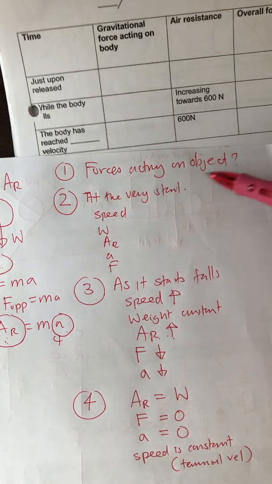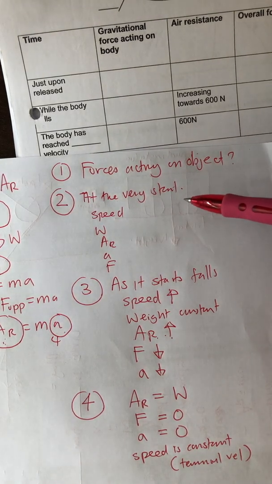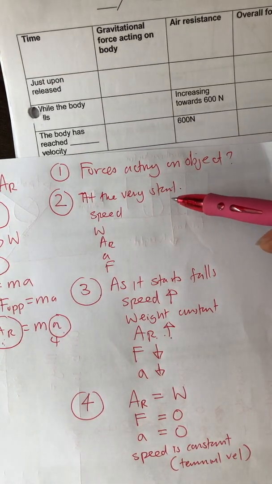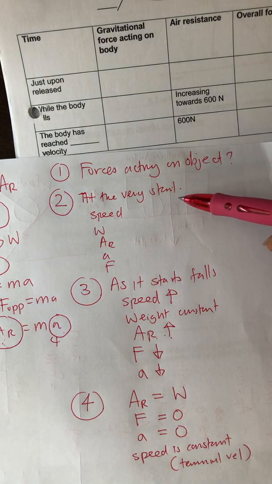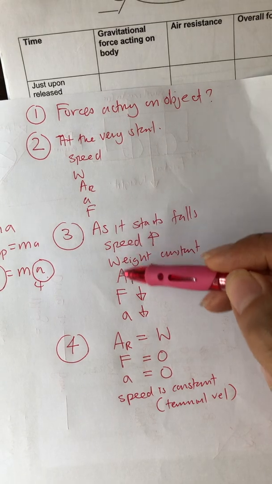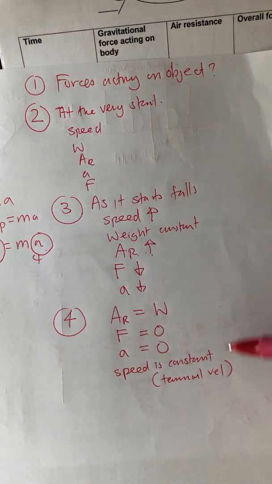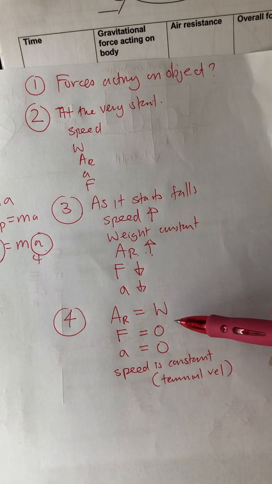So we start off by talking about the forces acting on the object. Then at the very start, the moment you drop it, talk about all of them. After that, you talk about what happens as it falls, and then the crucial bit, what happens when the air resistance equals the weight. That reaches the terminal velocity part.